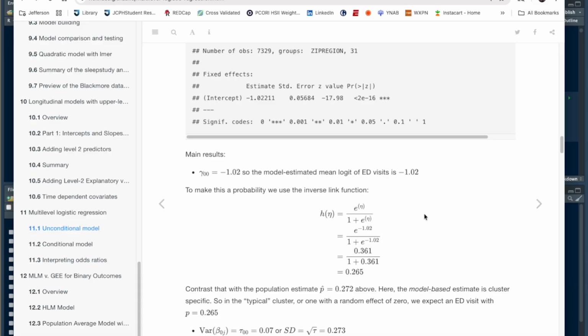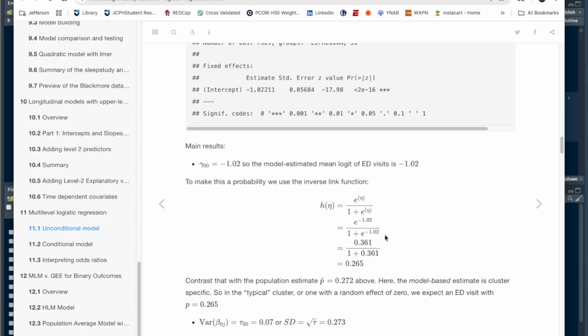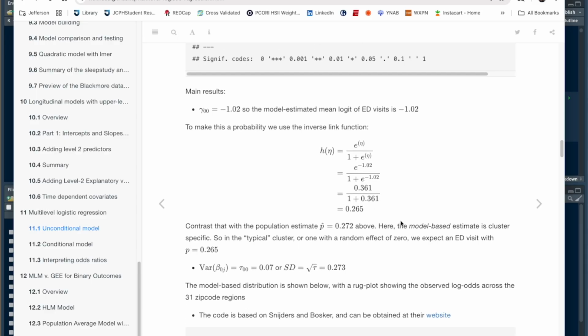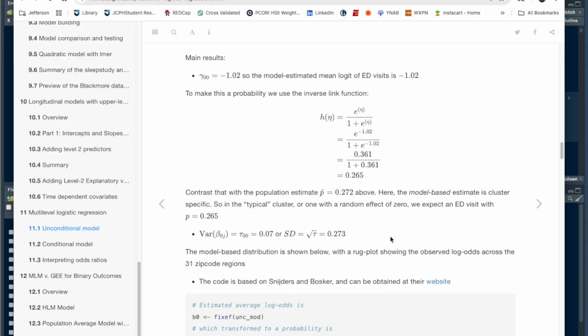So we can use the logistic transformation to turn that into a probability, right? So by raising e to that power and computing this little equation, the model-based estimate of the probability of ED utilization without knowing anything else except for the zip code is just a little bit smaller, right? So this is a shrinkage estimator, meaning we've shrunken a little bit more towards zero here. This is a consequence of what's happening with these models.